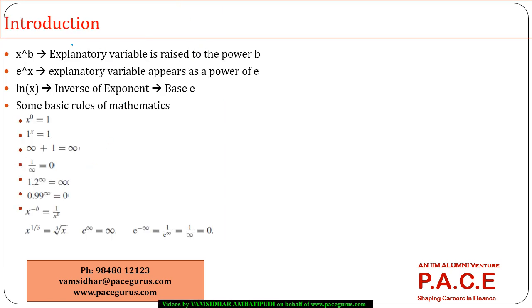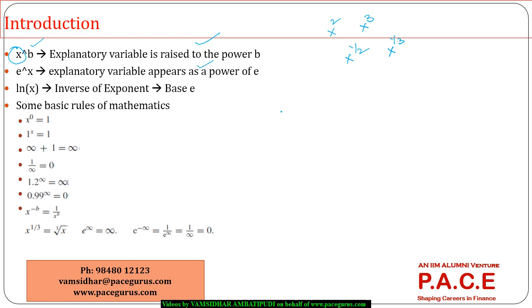So we know a few important structures of the variables. If my variable is raised to the power of b, this could be one kind of structure where my variable is there as a base, and some exponent it is raised to. So probably you'll have it as x squared, x cubed. These are all polynomial kind of stuff. X power half, which is square root of x, cube root of x, etc. So these are some kind of structures that we can see with the data.